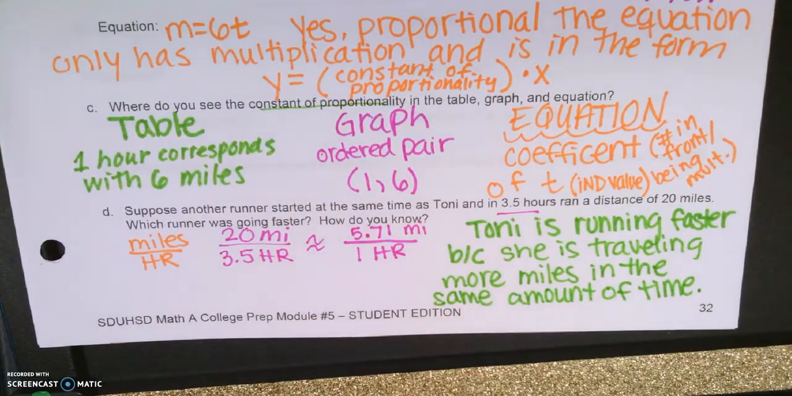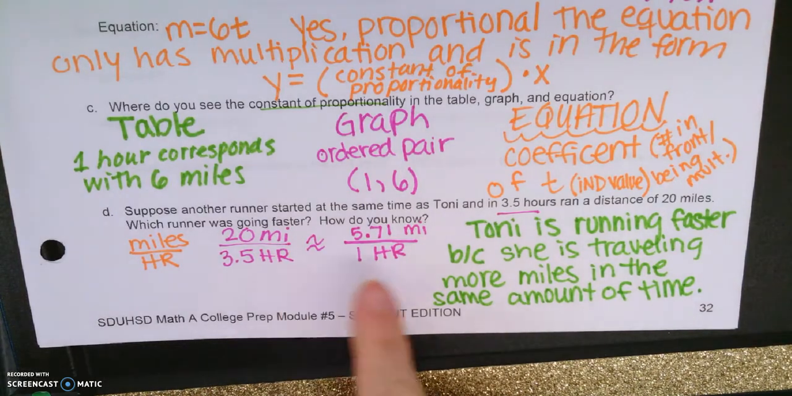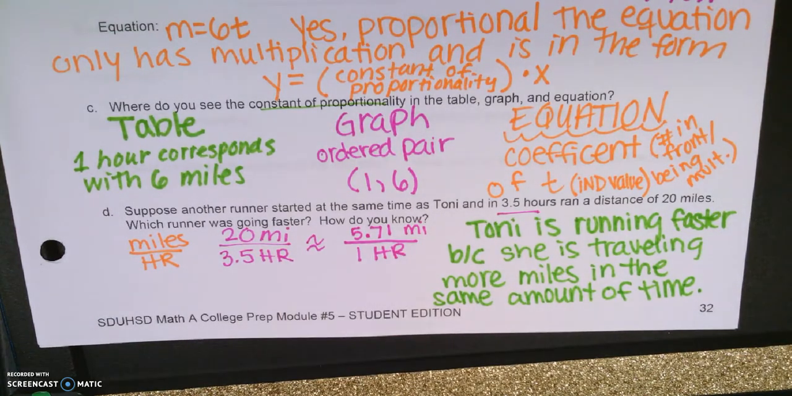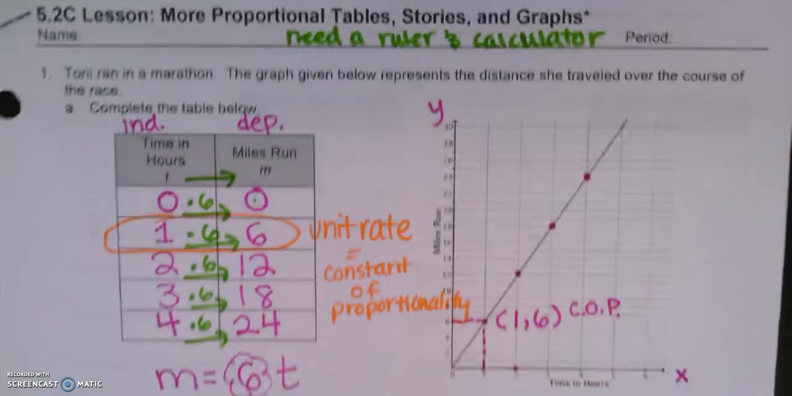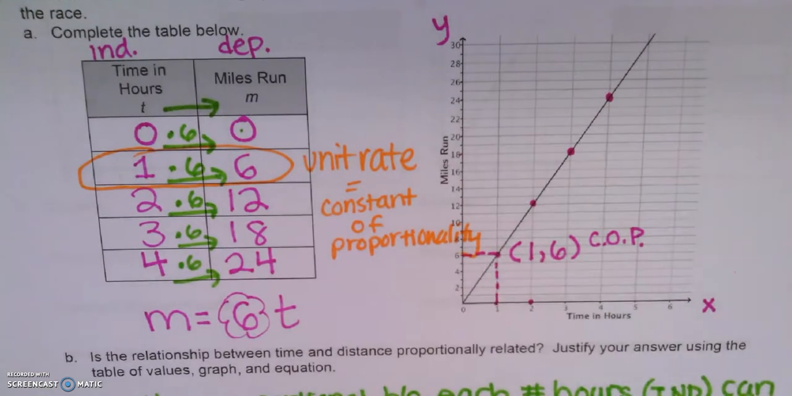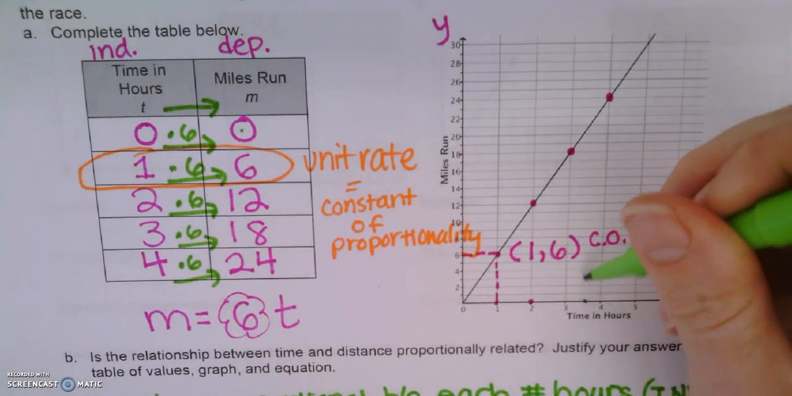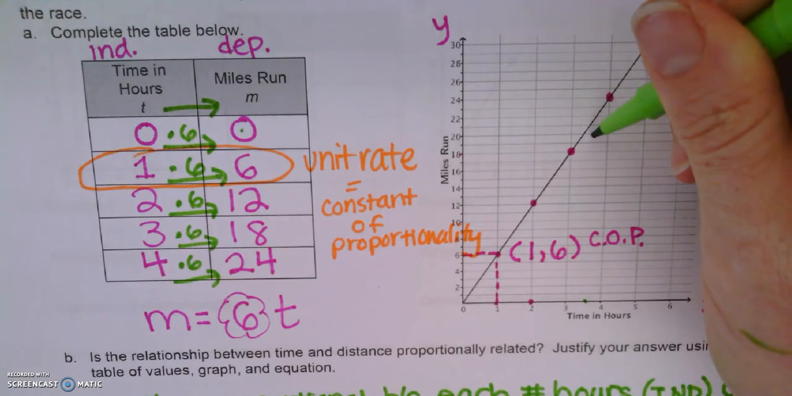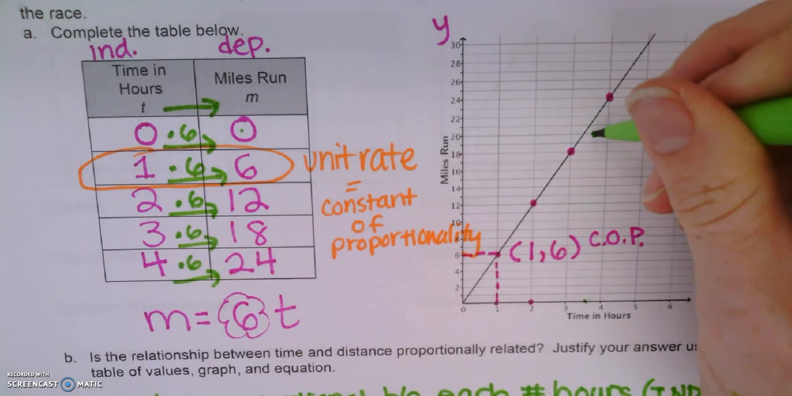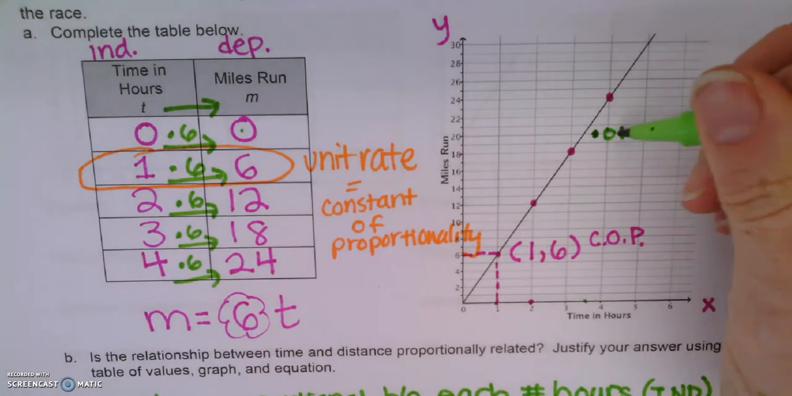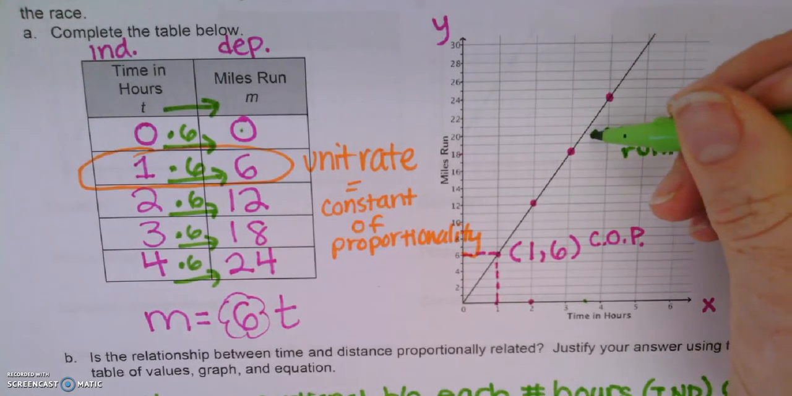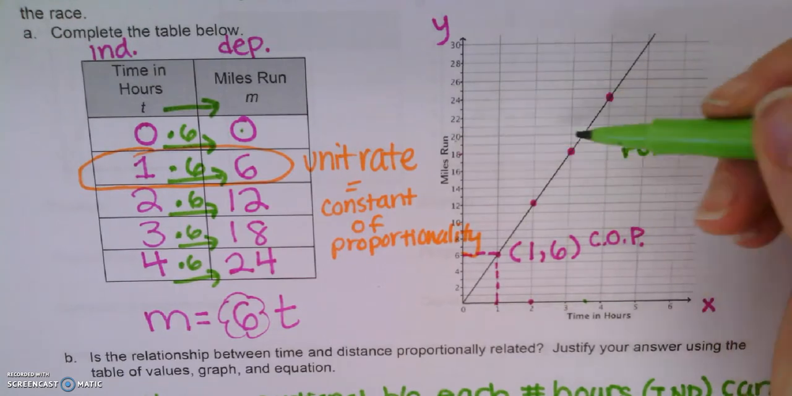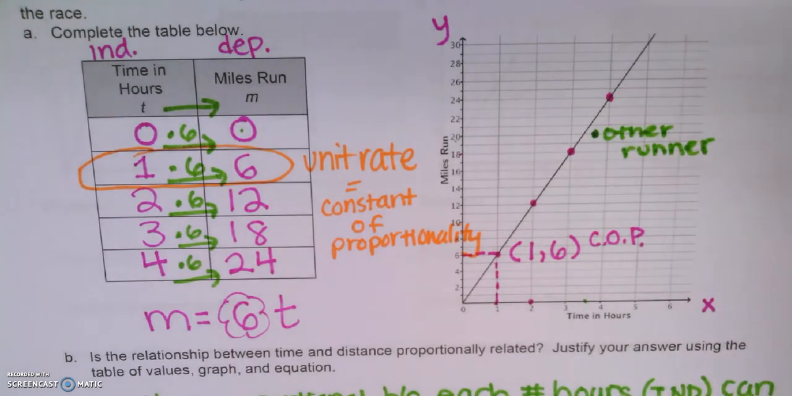Another way we could look at this, if we didn't want to compare the unit rate, is we could take a look at the graph. Well, 3.5 hours is our other runner. So if we go up to our graph and go to about 3.5 hours and go to 20, notice that our other runner has traveled less distance in the same amount of time and hence is going slower.